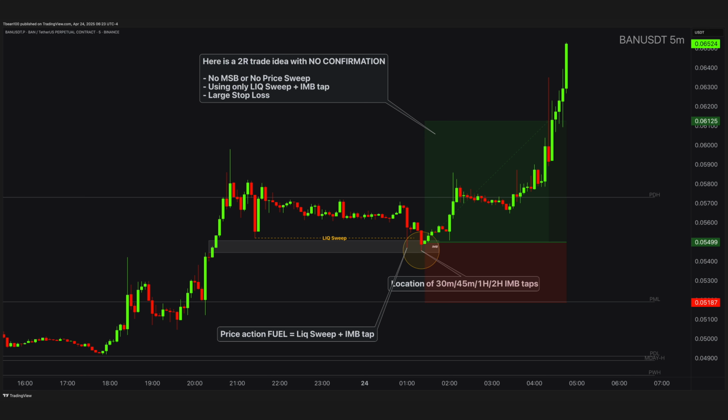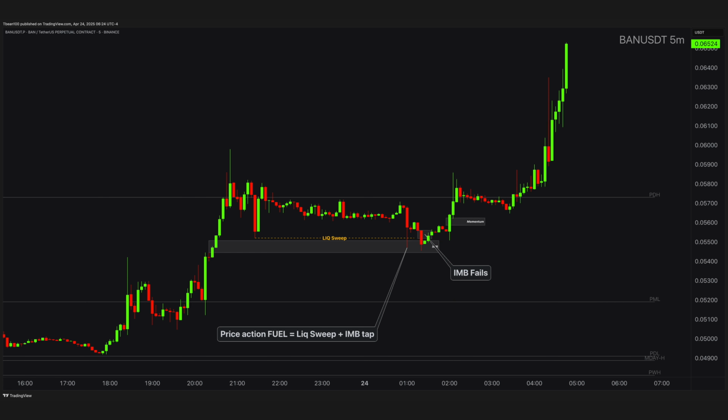But be really careful. In order to use this entry model, you will need a large stop loss because the price can drop further. Your stop should be large enough to digest for extra movements.